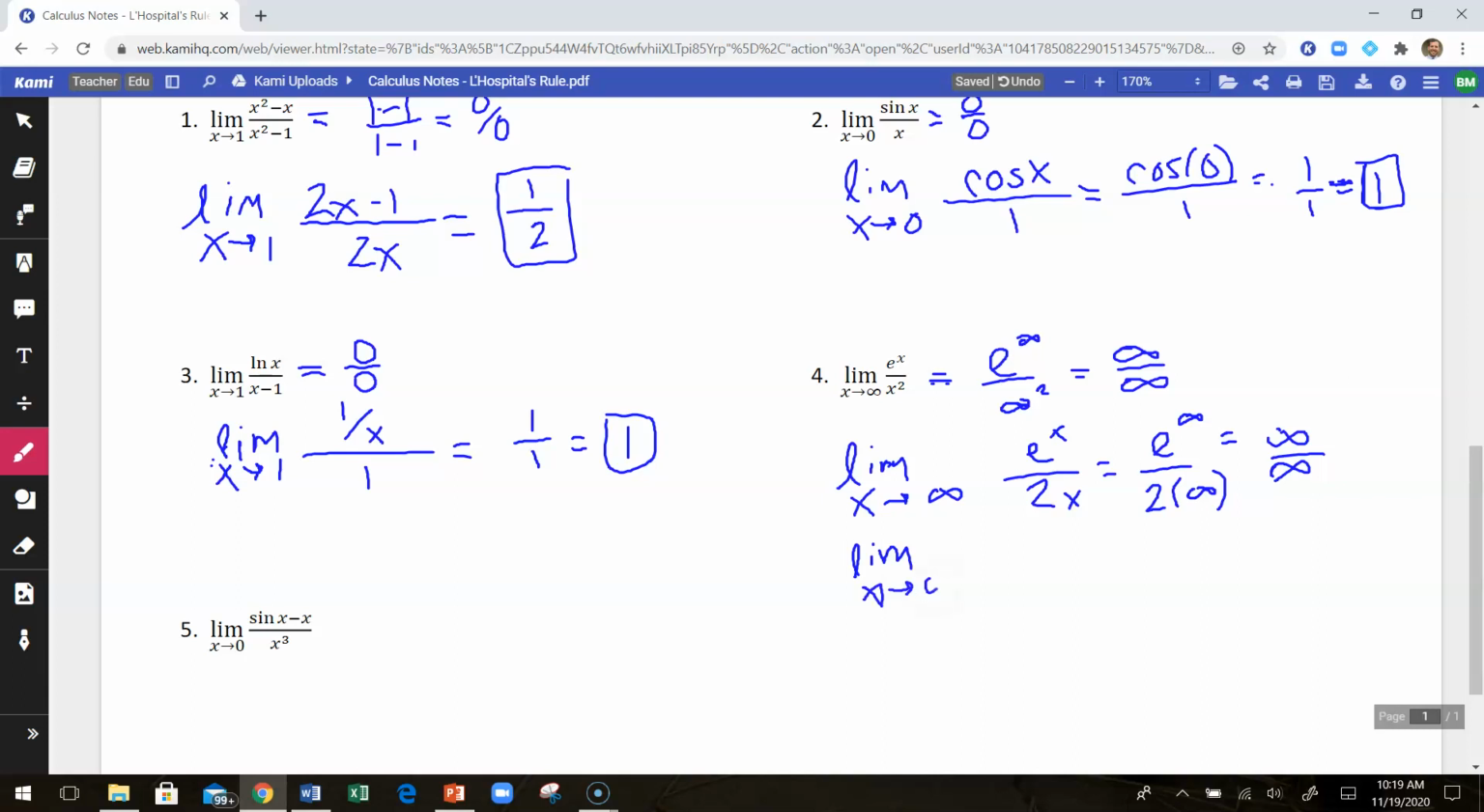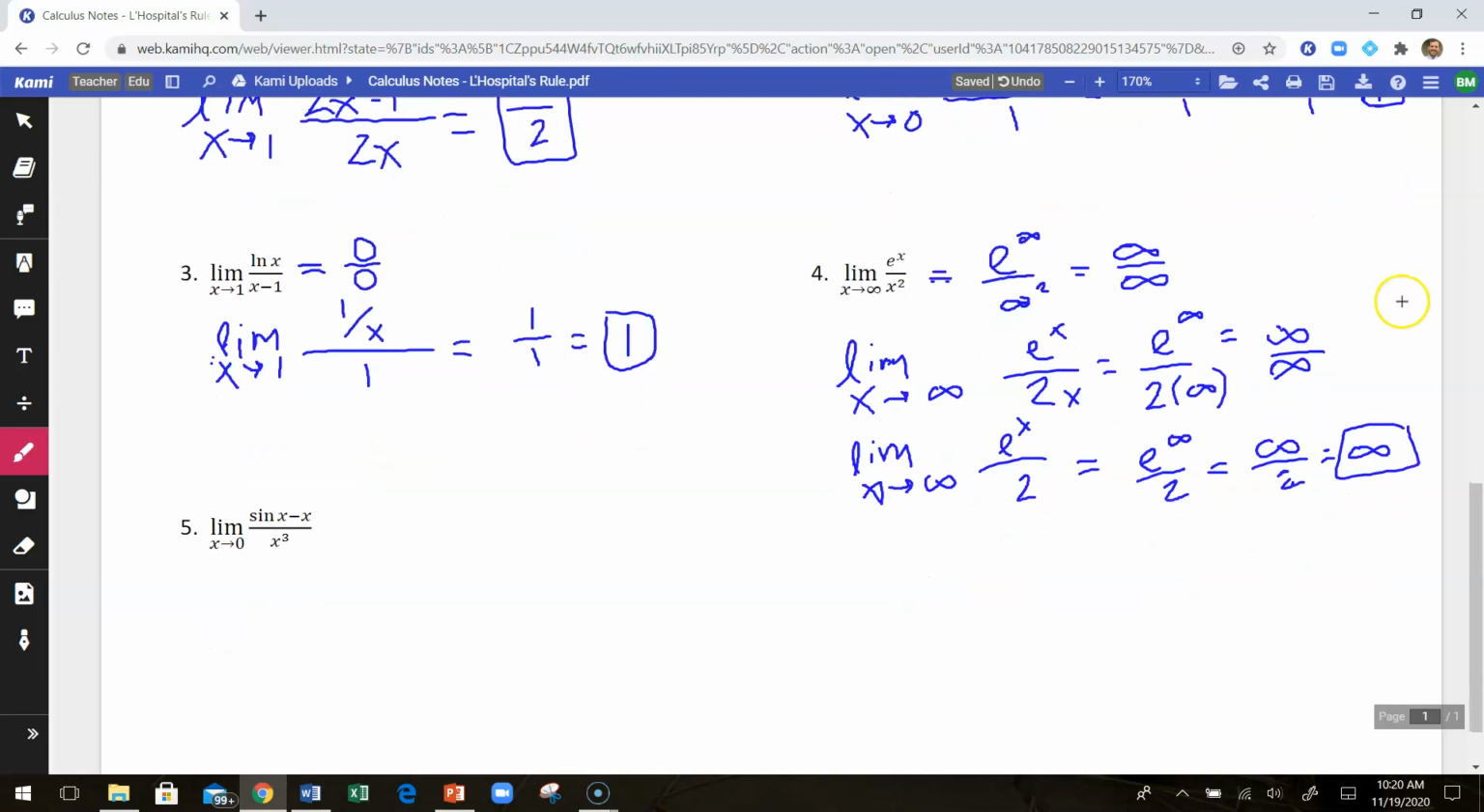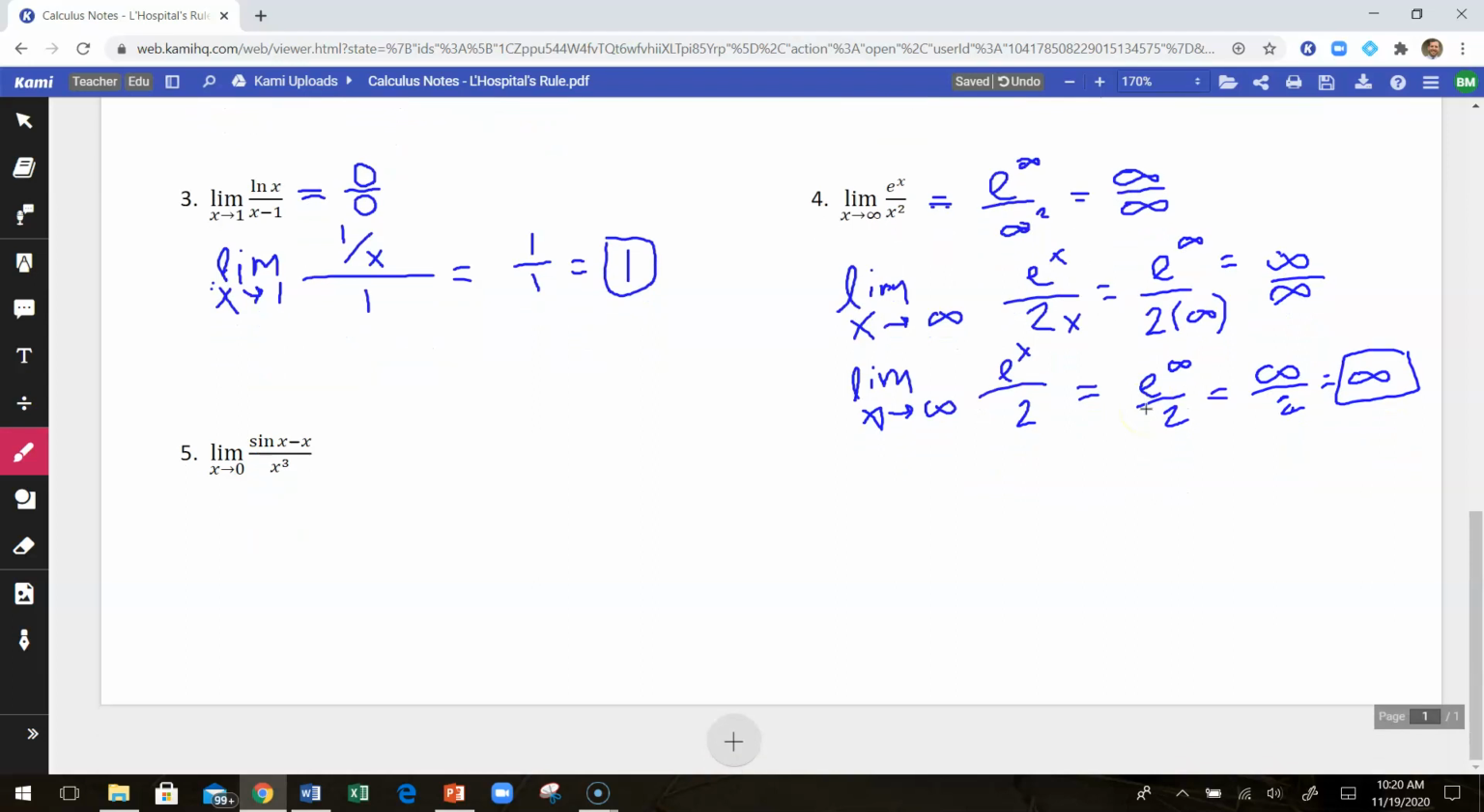The limit as x approaches infinity. The derivative of the top is e to the x. The derivative of the bottom, the derivative of 2x, is now just 2. Now I get e to the infinity divided by 2, which means we have infinity divided by 2, which is still going to be infinity. Now, that's not infinity over infinity, right? So that's my answer: my limit is infinity. It's different than the infinity divided by infinity there. That one took 2 applications of L'Hopital's rule, but as long as I keep getting indeterminate forms, I can keep applying L'Hopital's rule.